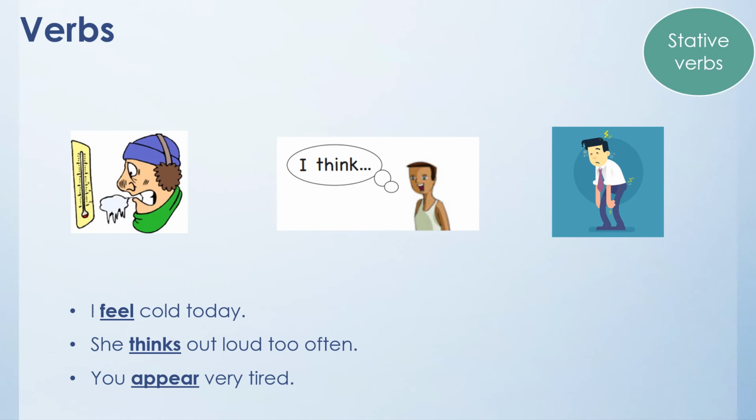Here, as an example, we have: I feel cold today. That means I cannot control the action. The action, to feel the cold, I cannot control it. She thinks out loud too often. She cannot control the action of thinking. You appear very tired. You cannot control that you appear tired.